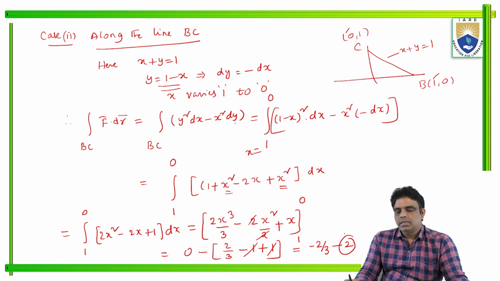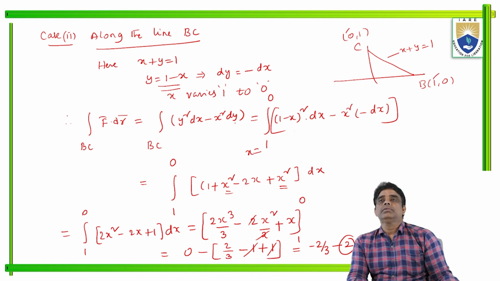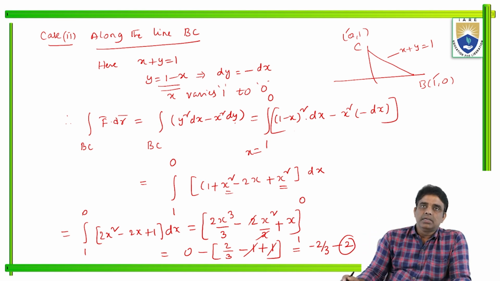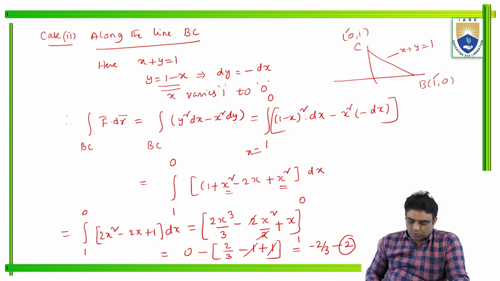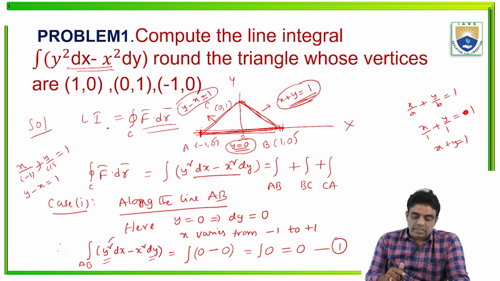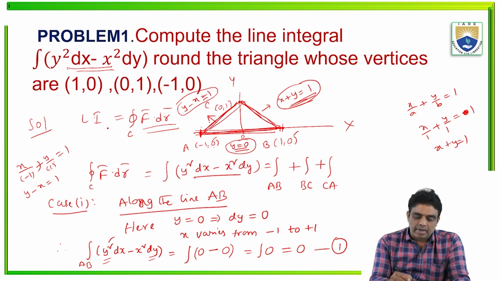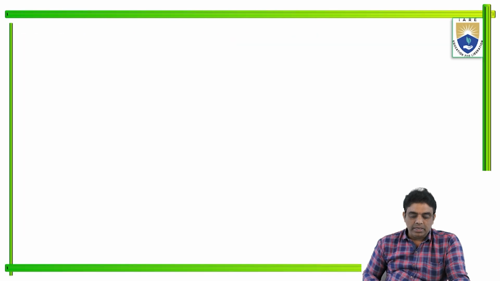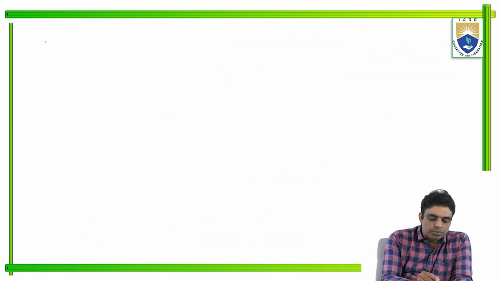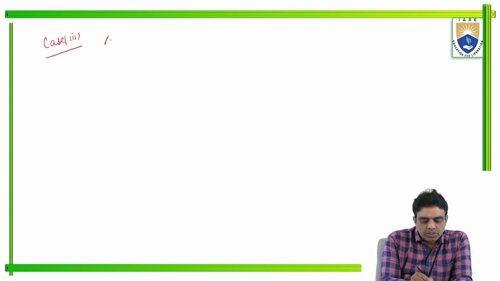This is the line integral along BC. Similarly, you can find the line integral along CA also. So what is the last line? We have to find the line integral along CA. So that can be done, I will see here. Now case 2, not case 2, case 3. So what is the last one?